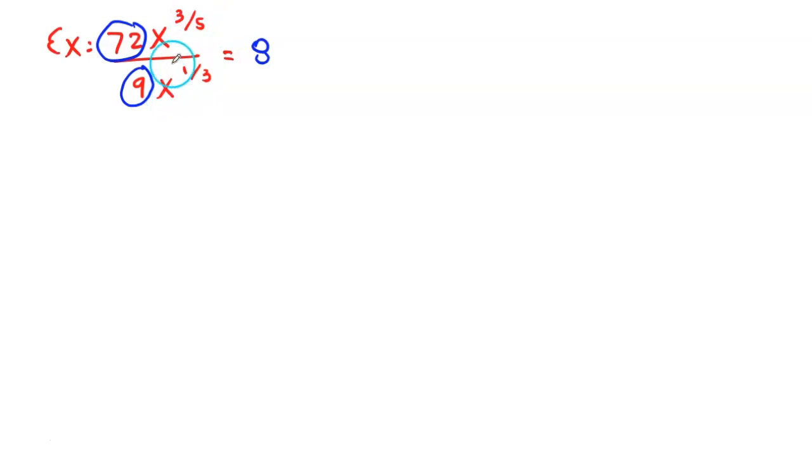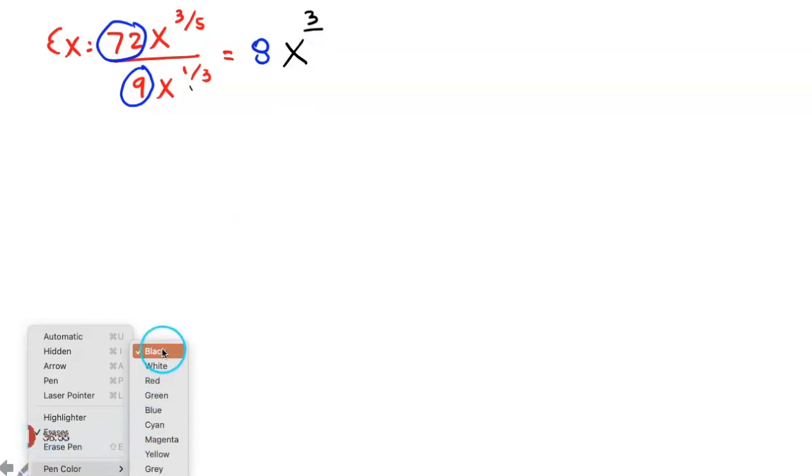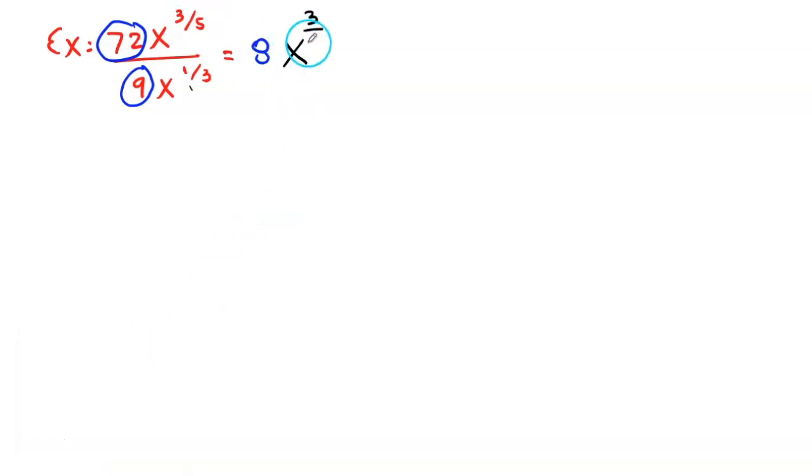X to the 3/5 divided by x to the 1/3. When I divide two powers, I keep the same base, I subtract. This is supposed to be a 5. Let's change that real quick. Okay. So when I'm dividing two powers, I subtract the exponent from the top minus the exponent from the bottom. And here's the problem. Okay, so I'll bring the 3 over 5 over here minus 1/3.